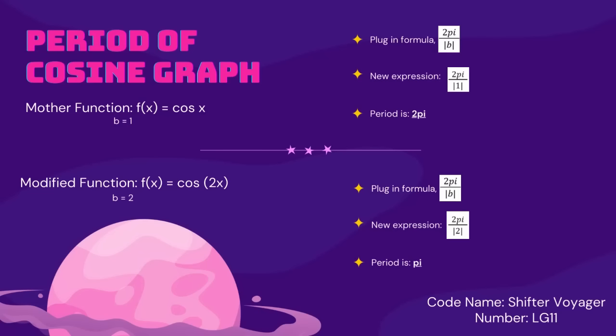But let's say we change the value of our b in the mother formula. For example, we change it to f of x equals cosine 2x. In this case, 2 would be our b. So using the formula 2 pi over the absolute value of b, we can add our own value, 2, into the equation. 2 pi over the absolute value of 2 equals pi. So the period of the function f of x equals cosine 2x is pi.